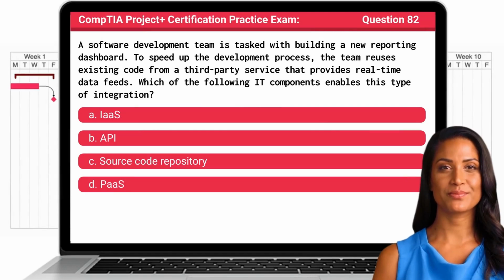Question 82. A software development team is tasked with building a new reporting dashboard. To speed up the development process, the team reuses existing code from a third-party service that provides real-time data feeds. Which of the following IT components enables this type of integration?